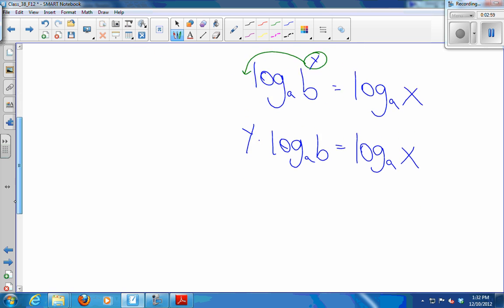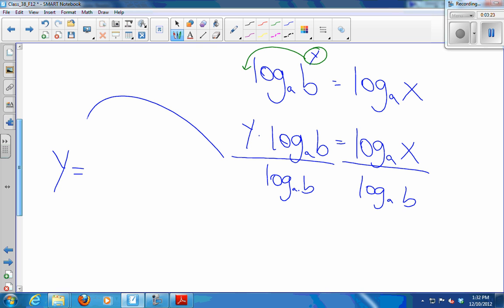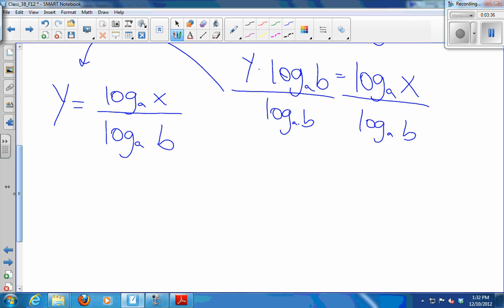And then if I want to know what y is, what should I do next? Divide, yeah. Log base a of b is just a number, right? It's just a number. So I can divide both sides by it. So I end up with y equals log base a of x over log base a of b. Right? And y was representing log base b of x.